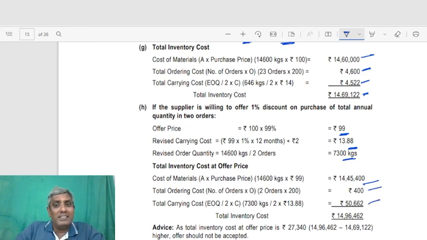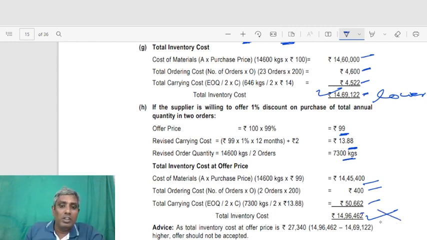Now as in this case, this is higher side, this is lower side. So you will accept this, you will reject this. You will reject this because cost is higher, so you will always order at EOQ when 1% discount is given. Now, the last element of the question, the counter offer question, is how much discount if the supplier gives, whether we will purchase or not.